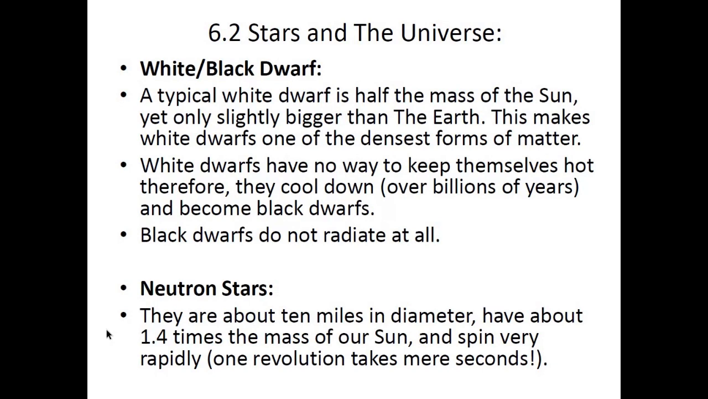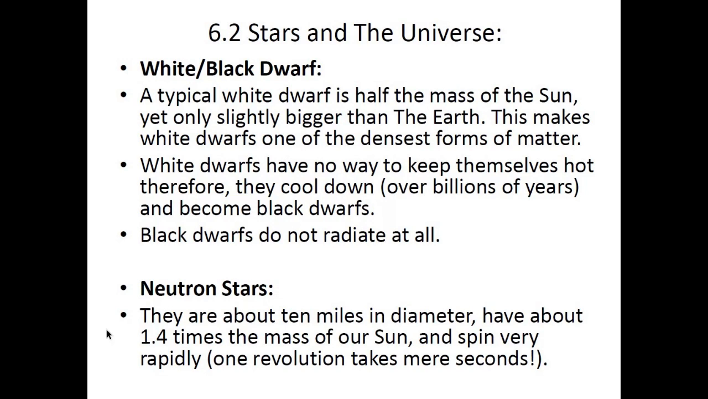This makes a white dwarf one of the densest forms of matter. White dwarfs have no way to keep themselves hot, as no reaction can occur. Therefore, they eventually cool down over billions of years, turning into a black dwarf. And a black dwarf does not radiate anything at all.